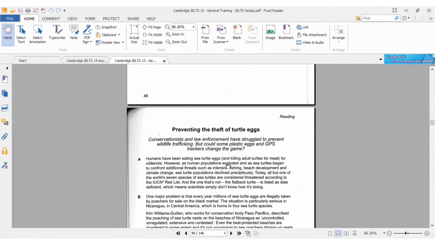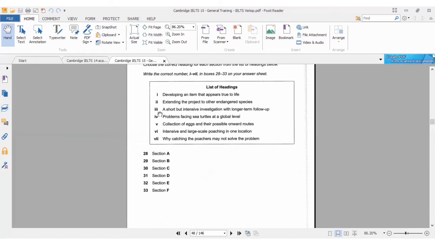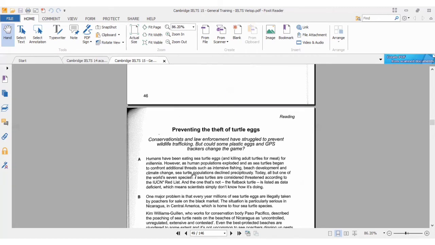It doesn't stop at human beings eating them. Human beings eat them, yes, but then there's intensive fishing, there's beach development, and there's climate change. Those problems were listed out. That is why you would choose Roman figure 4, because this particular word, problems, was clearly described in the heading. So it's not as if you can see the word problems. The word you can see here is threats, right? So that threat is like a synonym for problems in this paragraph.